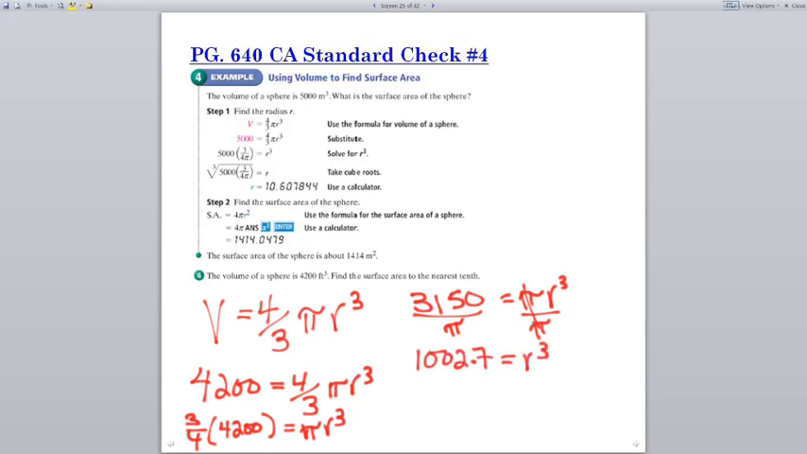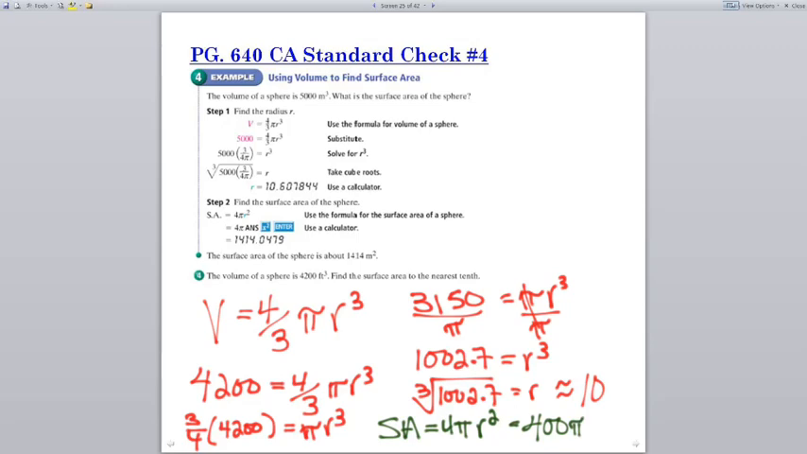1002.7 is r cubed. You take the cube root, just like they did up here, the cube root, either on your calculator, and you get a value for r, which in this case is around 10. And so I use that in my surface area formula, 4 pi r squared, and it becomes 400 pi, which is around 1,256 square feet.